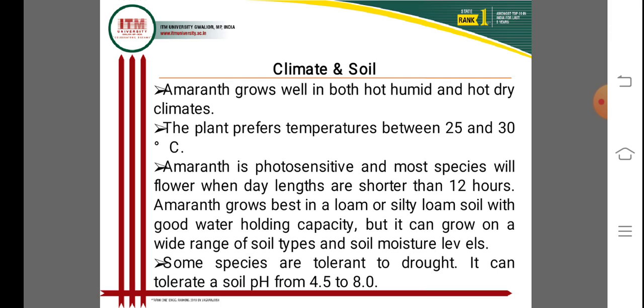So it's a rich source of organic matter, and humus is also very important to leaf growth and the availability of nutrients in the soil. So it's very important to the growth and development of the plants. Some species are tolerant to drought, and they can be tolerant to pH also.